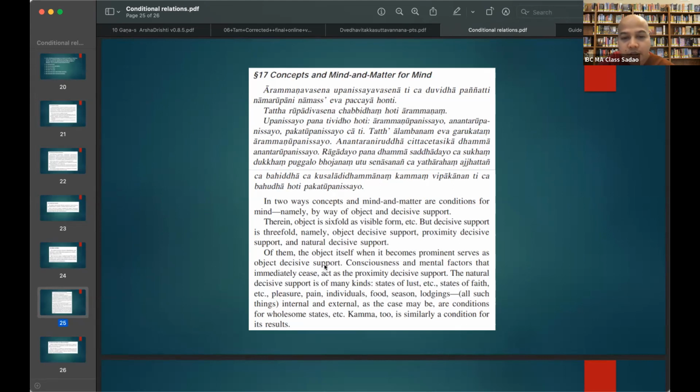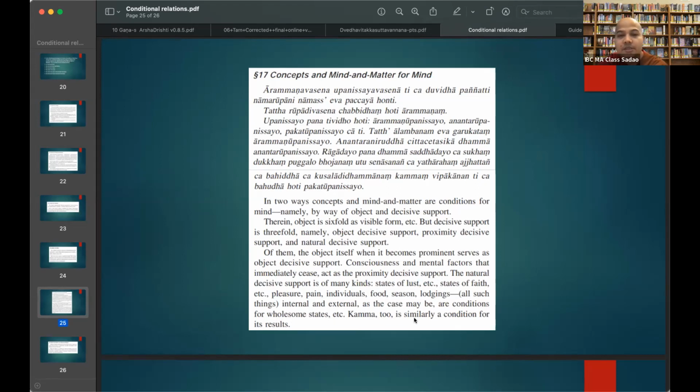Of them, the object itself, when it becomes prominent, serves as object decisive support. Consciousness and mental factors that immediately cease act as the proximity decisive support. The natural decisive support is of many kinds: states of lust, etc., states of faith, pleasure, pain, all such things, internal and external, as the case may be, are conditions for wholesome states. Kama too is similarly a condition for it.